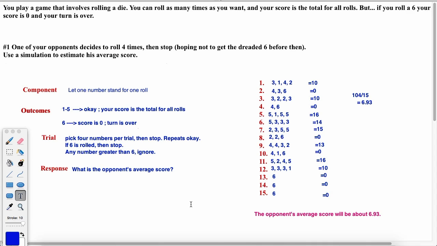Question asked, what is his estimated average score? So we add his score and divide by 15, the number of trials we have. In total, he scored 104, and we divide by 15, so the opponent's average score will be about 6.93.